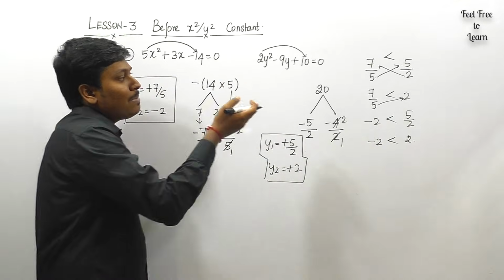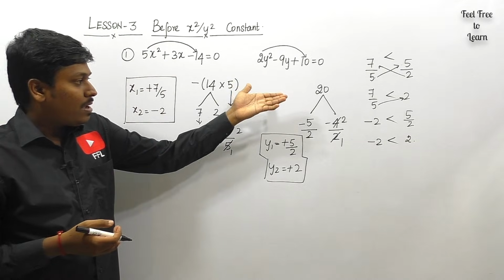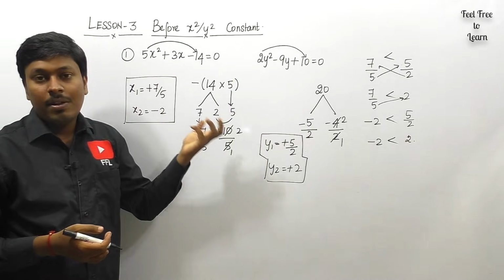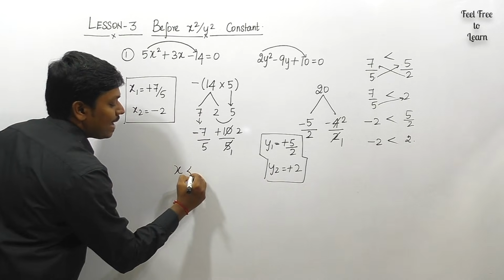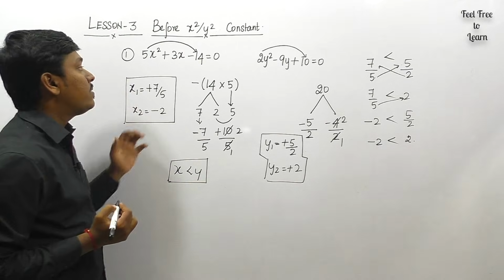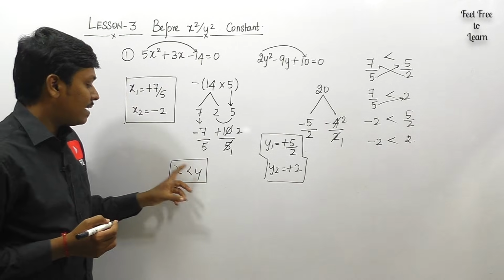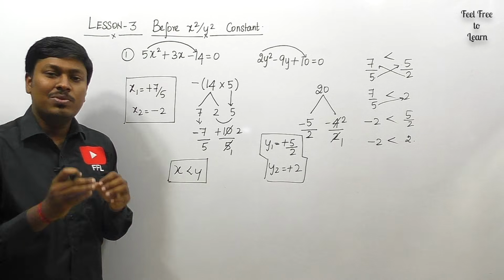So finally, by comparing all the x values with the y values, while comparing, all the x values are lesser than y. So finally the relationship between x and y will be x less than y. So the final answer you need to say for this given question is x less than y. So friends, type number 2 quadratic equation is so simple, right?